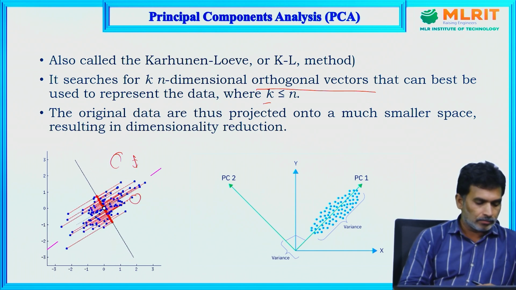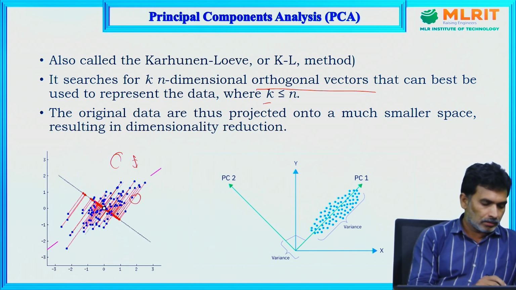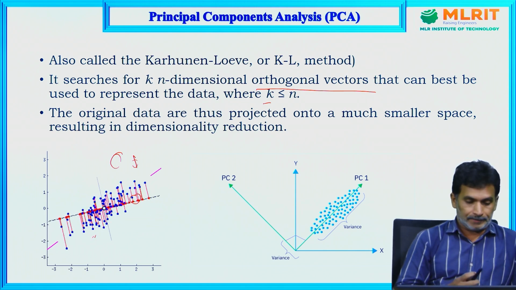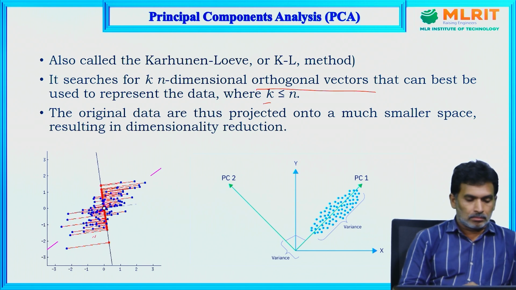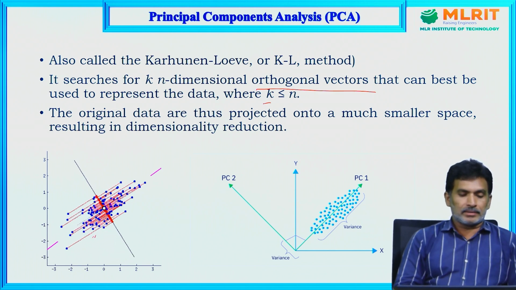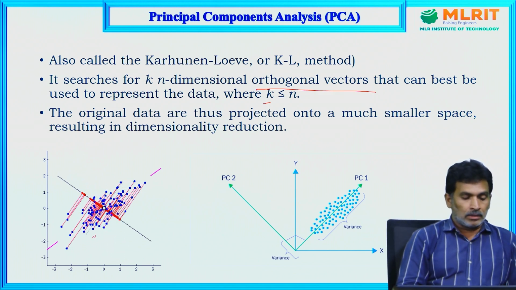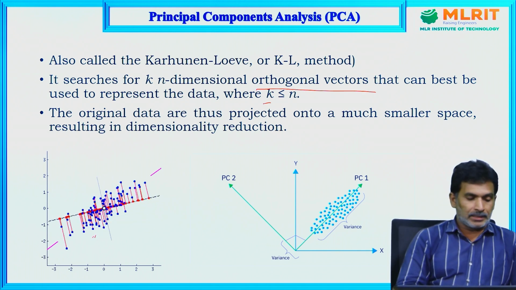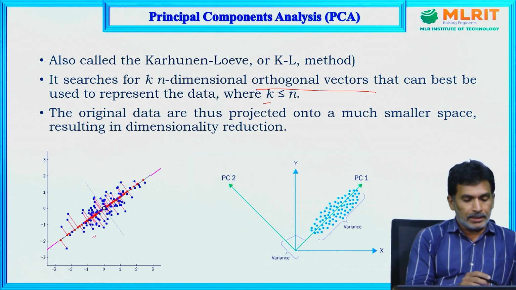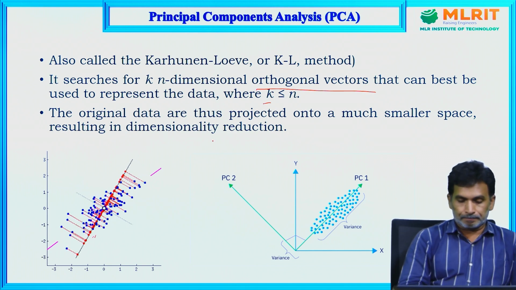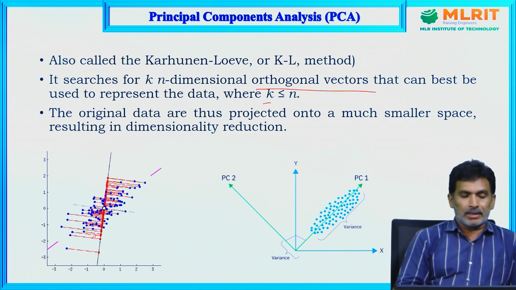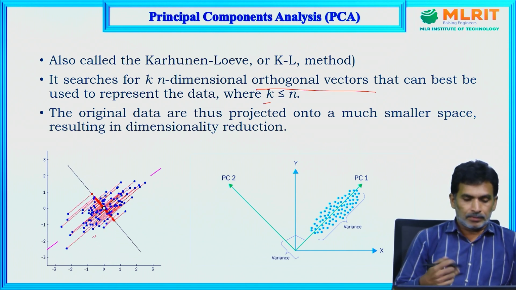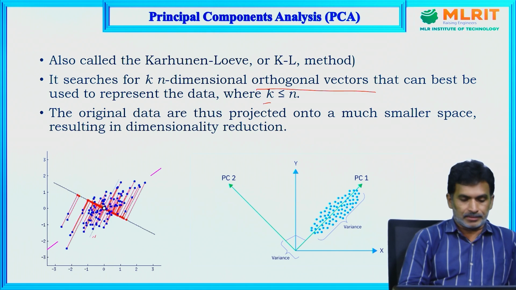And next there is a small line, this one. This is another principal component. So in this principal component analysis, the original data are projected onto a much smaller space, resulting in a dimensionality reduction. That means we are reducing or combining the multiple features, or we are removing some features.